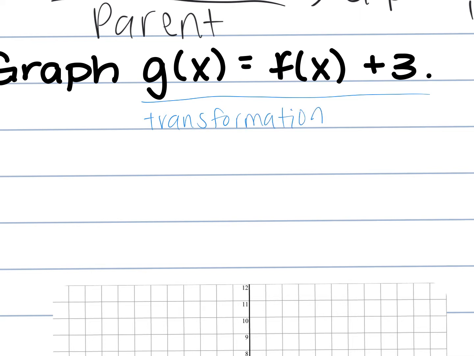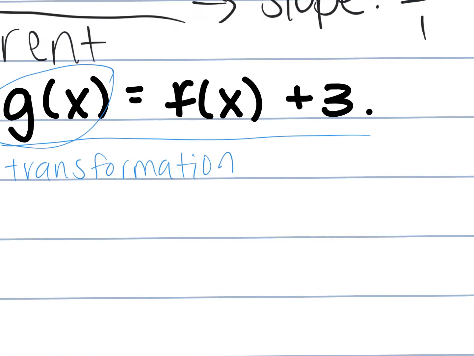So the name of our transformation function is this guy on the left-hand side. It's g of x. And he is doing something to our original parent function. In this case, it's f of x plus 3. This plus 3 is what our transformation is. We are adding 3 to all of the f of x values. Now, you have to ask yourselves the 3 questions.